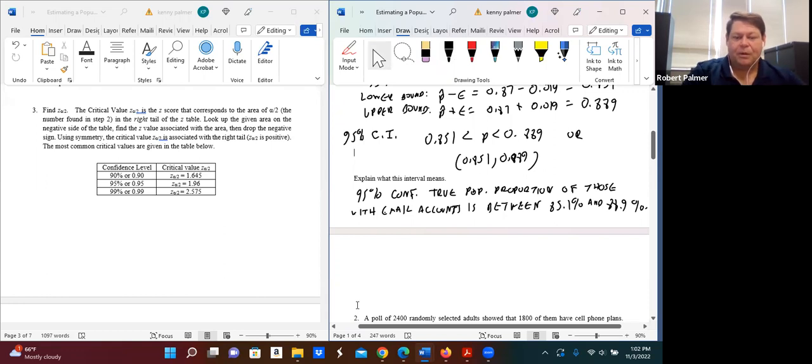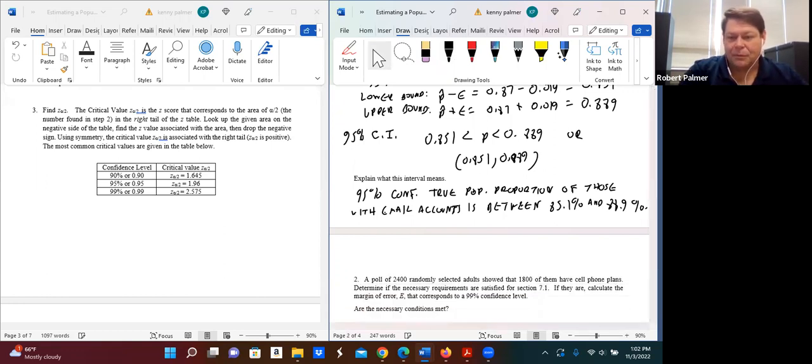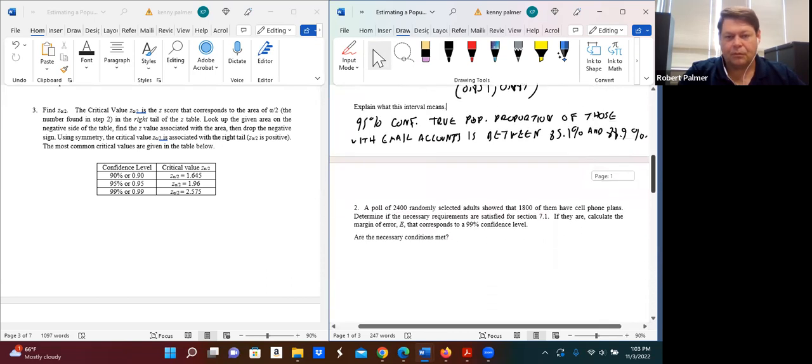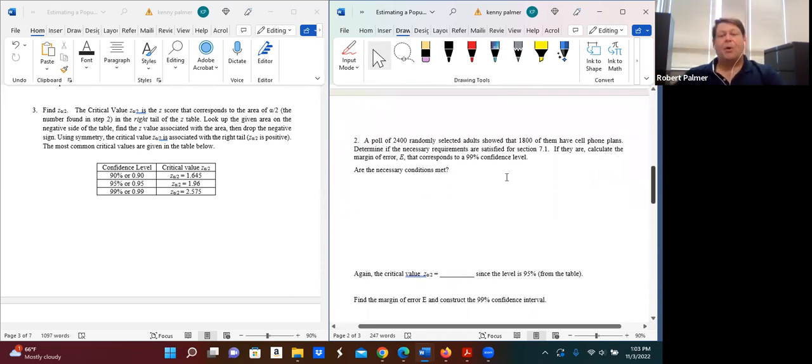This will work basically the same way, just another one. This one says a poll of 2,400 randomly selected adults showed that 1,800 of them have cell phone plans. Determine if the necessary requirements are satisfied for section 7.1, those requirements again. If they are, calculate the margin of error E that corresponds to a 99% confidence level.